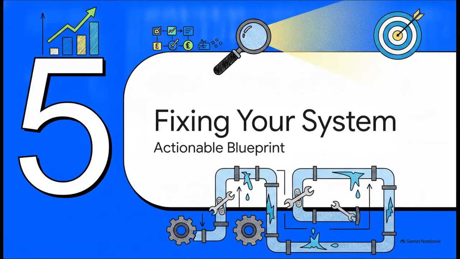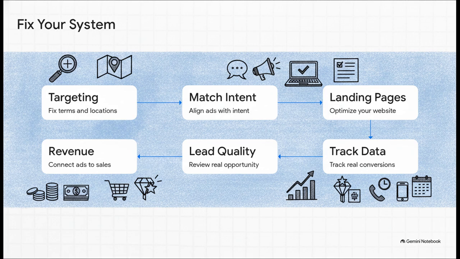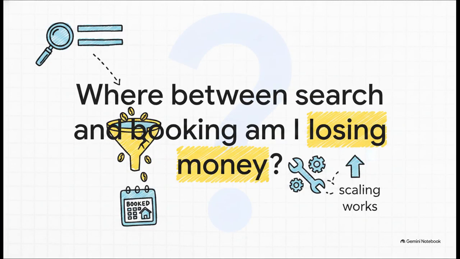Which leads us perfectly into Section 5, fixing your advertising system. To actually lower those real customer acquisition costs, you have to tighten up every single bolt in the pipeline. First, you want to lock down your targeting so you only reach the right search terms and the exact right geographic locations. Next, ensure your ads perfectly match that customer's intent, leading them straight to a landing page that's optimized for instant trust. Once you built that solid foundation, start tracking real phone calls and booked appointments, not just clicks, so you can relentlessly review the actual quality of your leads. And eventually, the goal is to connect all those dots so you can trace every single ad dollar directly back to your revenue.